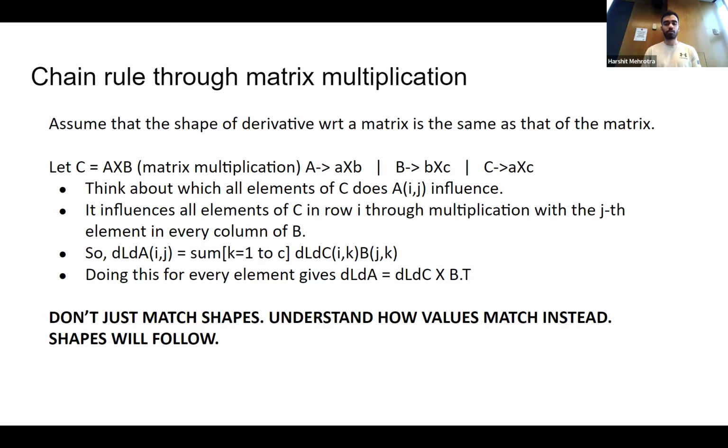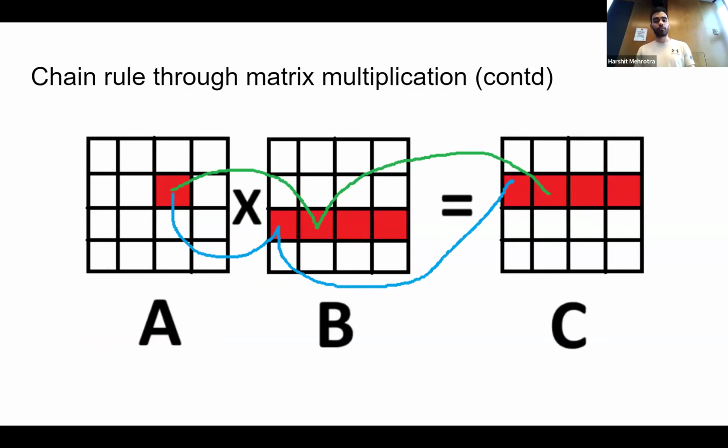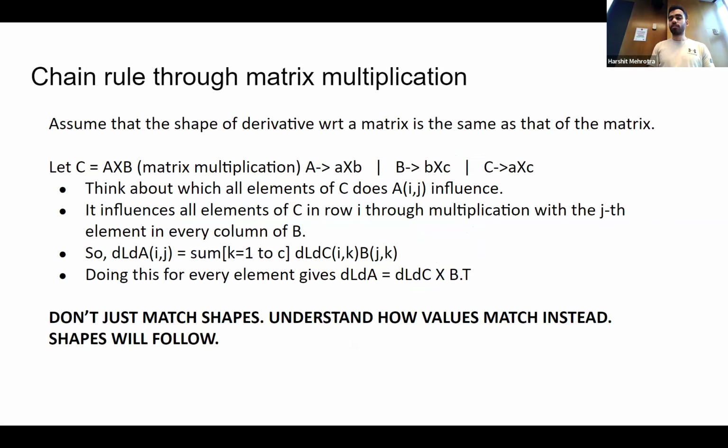So it might seem a little more complicated right now. So look at this diagram, okay? If I take A2,3, one indexed, it contributes to all elements in the second row of C, and it contributes to those elements because it keeps getting multiplied with the third element in each column of B. So when I back propagate and get the derivative with respect to Aij, I would take the derivatives with respect to C at these positions, multiply them with the respective elements of B, and add all of them together. So in mathematical notation, it would look something like summation of k from 1 to C.